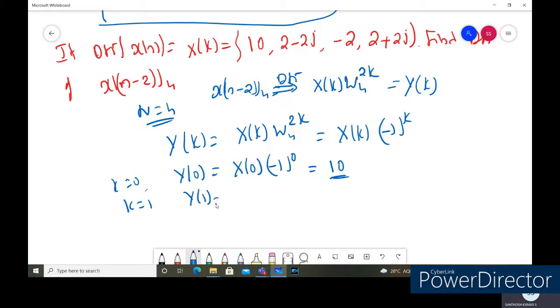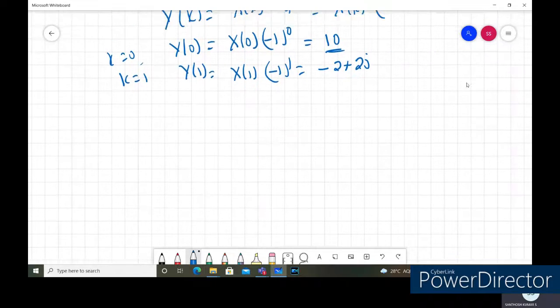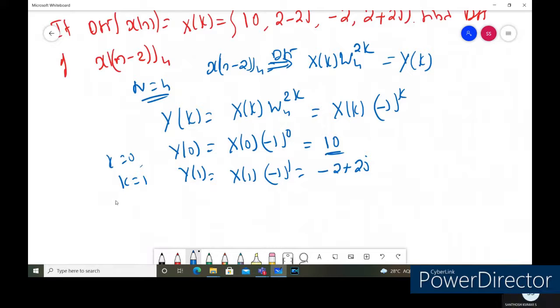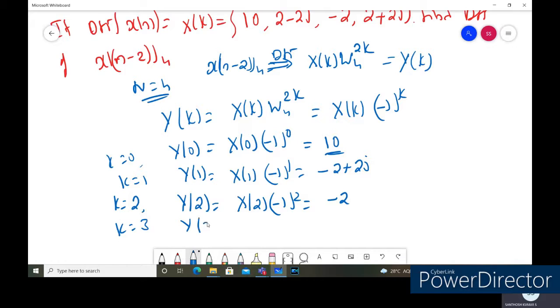Similarly, when I substitute k equal to 1, Y of 1 is equal to X of 1 into minus 1 to the power of 1. X of 1 is 2 minus 2j. When I multiply with minus 1, it becomes minus 2 plus 2j. Similarly, let us substitute k equal to 2. Y of 2 is equal to X of 2 into minus 1 to the power of 2, which is minus 2. Similarly, k equal to 3: Y of 3 is equal to X of 3 into minus 1 to the power of 3, so it will become minus 2 minus 2j.